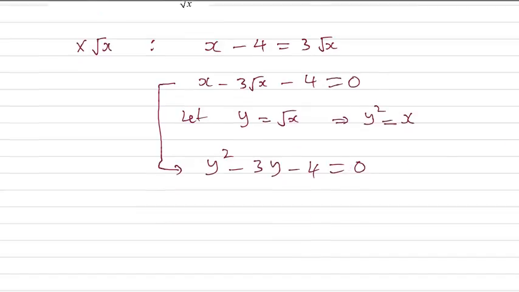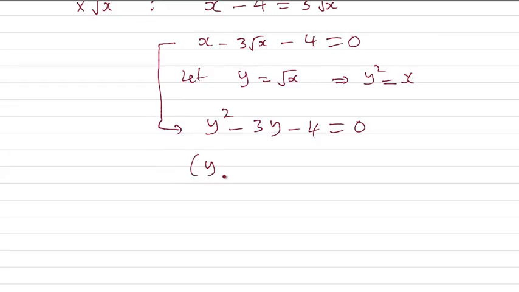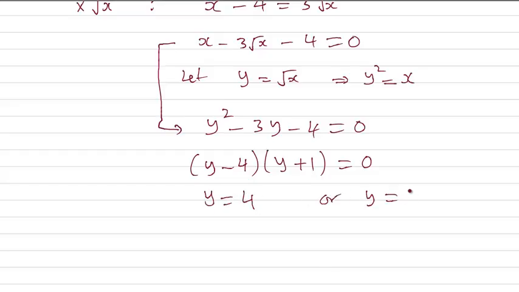We can factorize this equation. So it's y minus 4 in brackets, then y plus 1. So two solutions, y equal to 4 or y equal to minus 1. Then we replace y with root x, so root x equal to 4 or root x equal to minus 1.